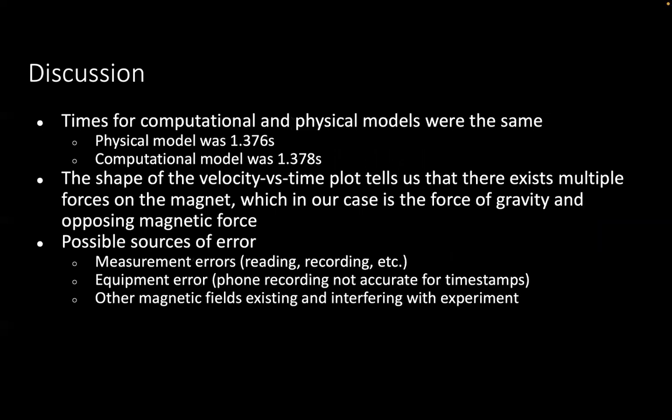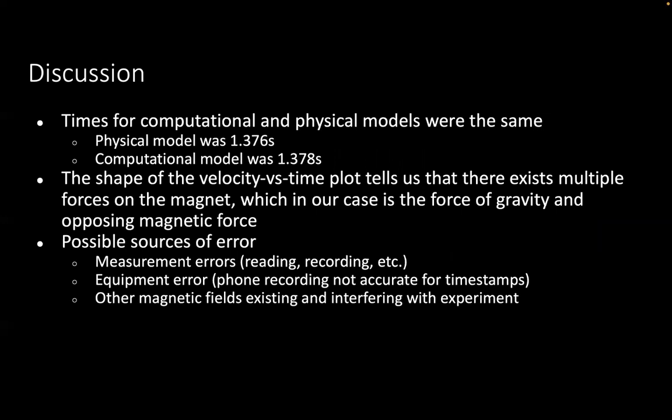For the times of the computational and physical models, we found that they were basically the same. The physical model was 1.376 seconds, and the computational model was 1.378 seconds. The shape of the velocity versus time plot tells us that there exist multiple forces on the magnet, which in our case are the force of gravity and the opposing magnetic force.